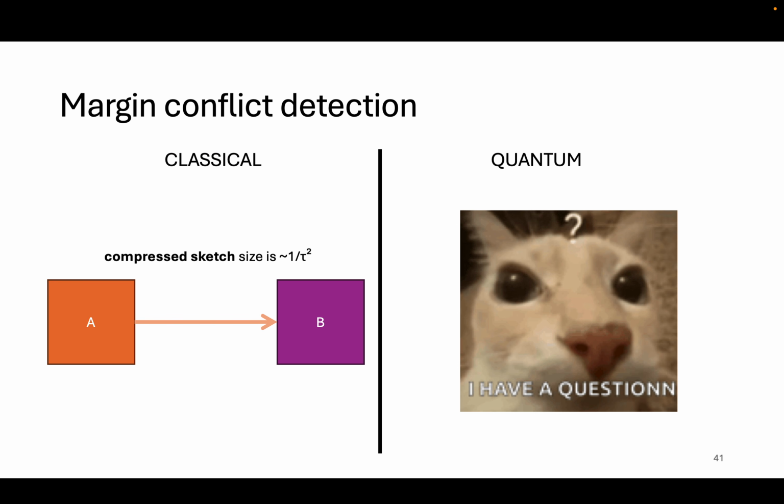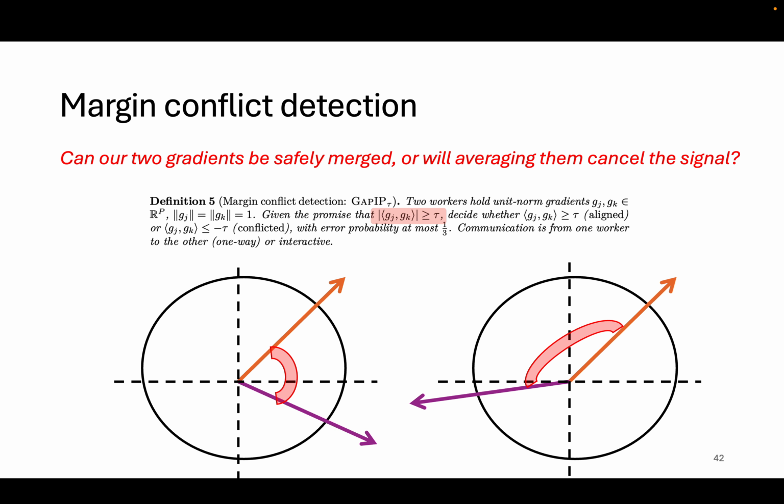But the question we had is, what can we do in the quantum setting? So this question of whether two gradients can be safely merged or whether averaging them out will cancel can be translated to basically looking at whether two vectors are pointing in the same direction or not. How far away are they from each other in terms of an angle?